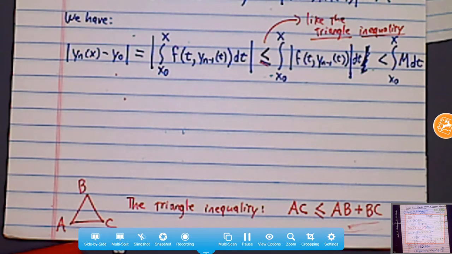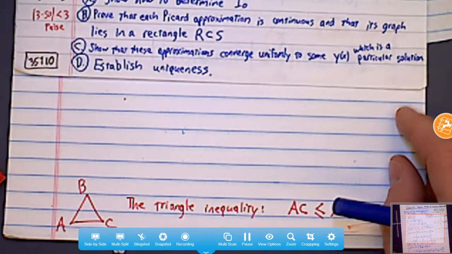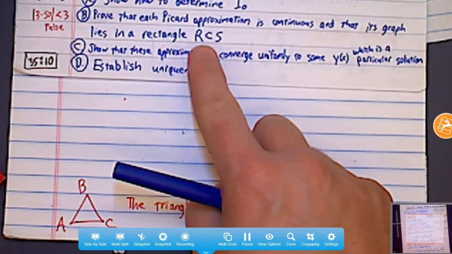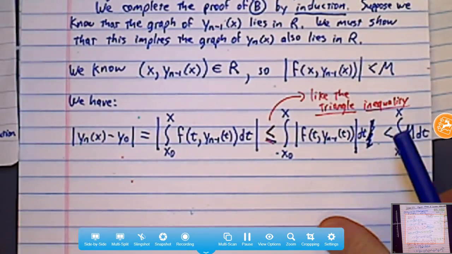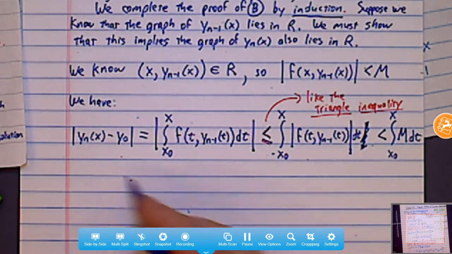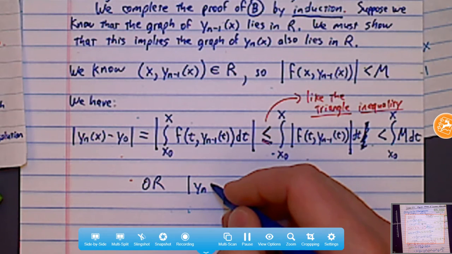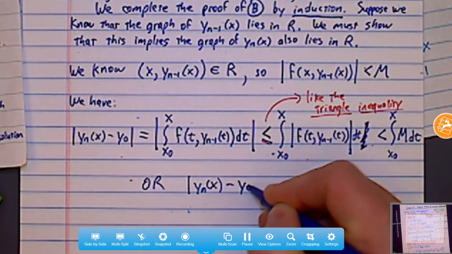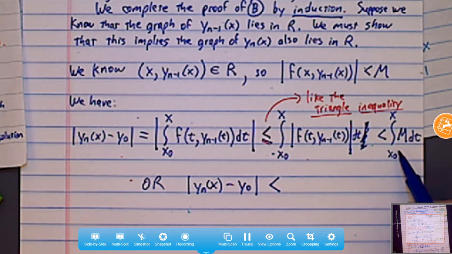So what were we trying to prove in part B? Oh, gotta keep going back. Oh yeah. Prove that each Picard approximation is continuous and that its graph lies in the rectangle. We know the first one does. We're assuming the n minus 1 does. And we're trying to show that the nth one does. Well, let's see what we have. All this is showing me that the absolute value of yn of x minus y naught is strictly less than, by the way, if you integrated this, what would you get? Well, first of all, m is a constant, right? Let's take that out. M.